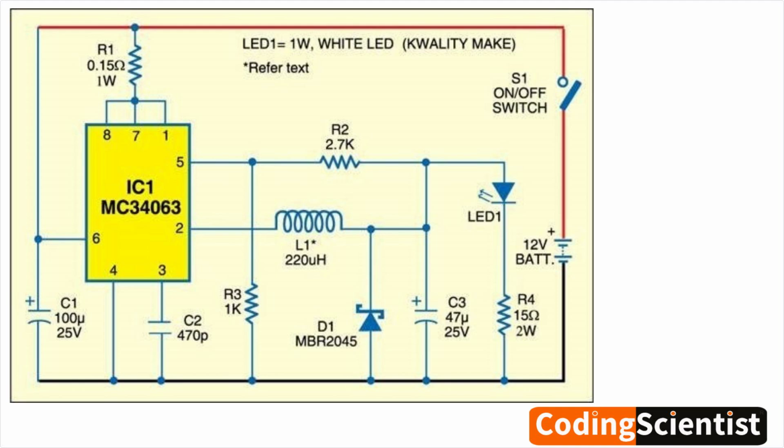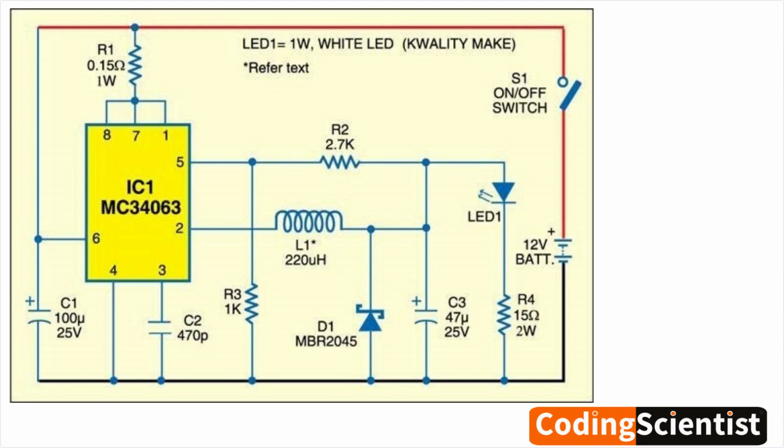IC1, MC34063. This is a versatile switching regulator IC that serves as the heart of the boost converter. It controls the switching of the power transistor, not explicitly shown in the diagram, to regulate the output voltage. R1, R2, these resistors set the feedback voltage for the MC34063, determining the output voltage.